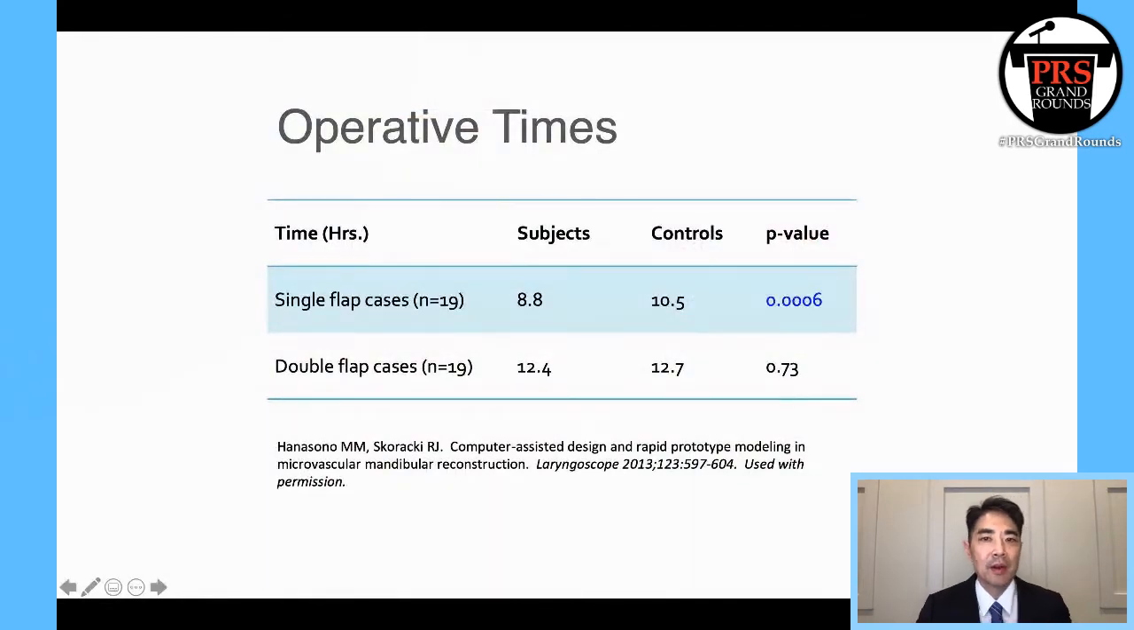It's not enough, though, I think, to create models and subjectively tell everybody that they are a big leap forward. I think it's important that we present hard data. And what the top line really shows is that, at least in single flap cases, we're saving more than an hour and a half on the average. And that's a big deal in a 7, 8, or 9 hour case, especially if you're doing this all the time.